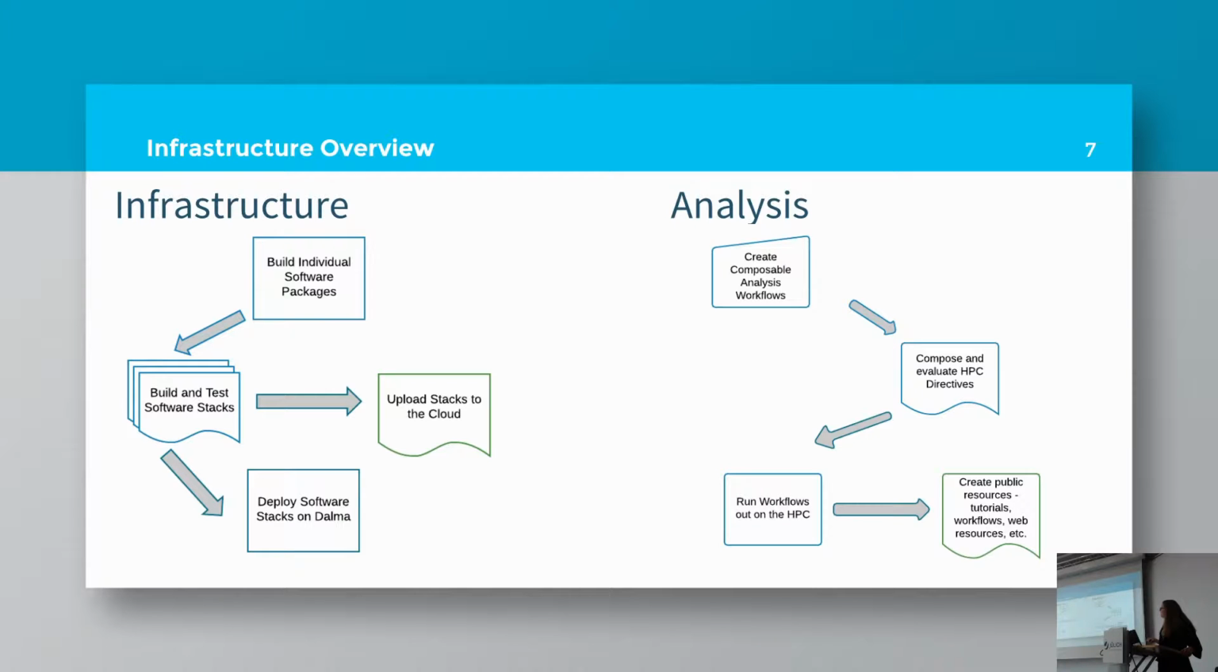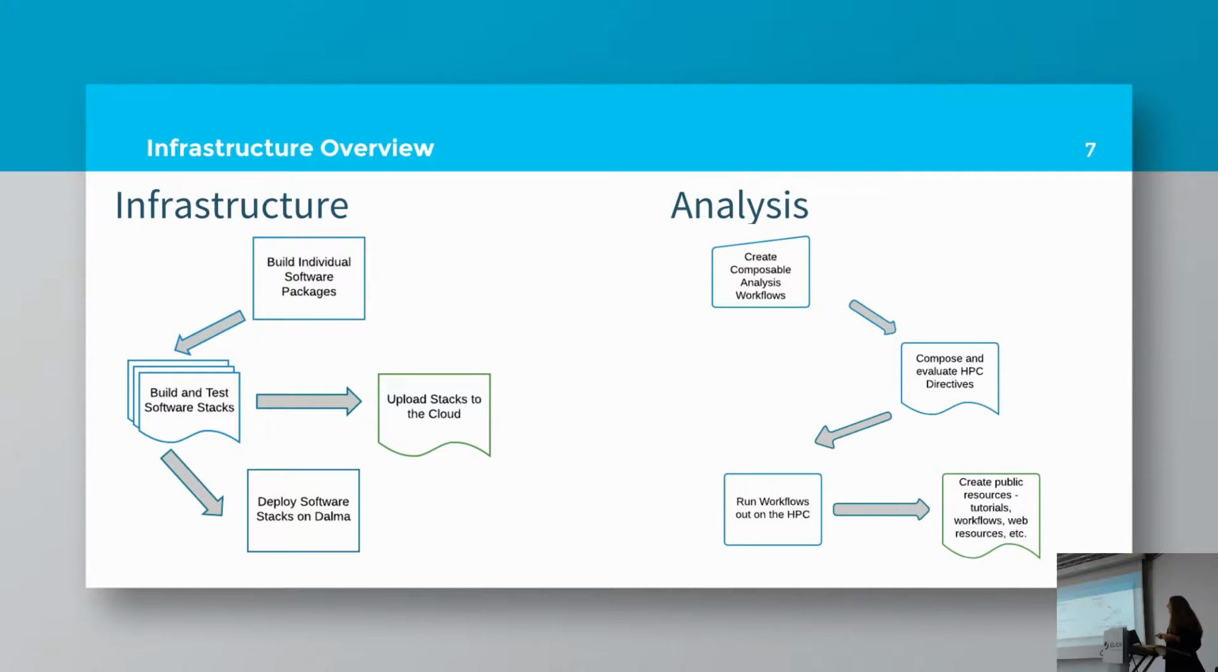We build the software packages. We build and test software stacks. Software stacks are done functionally. So for instance, they're grouped by analysis type. So these would be things like variant detection, RNA-seq, microarray, if that's still around, metagenomics, this kind of thing. So the point is that you should load a module for the type of analysis that you're doing. You shouldn't load it by tools. We upload the software stacks to the cloud, and we deploy the software stacks on Delmo, which is our HPC.